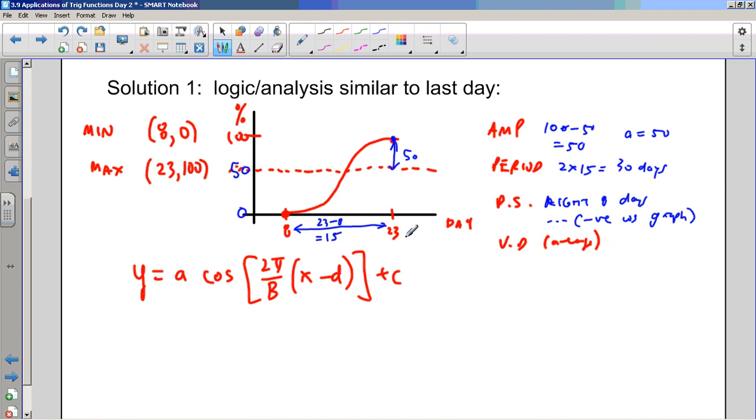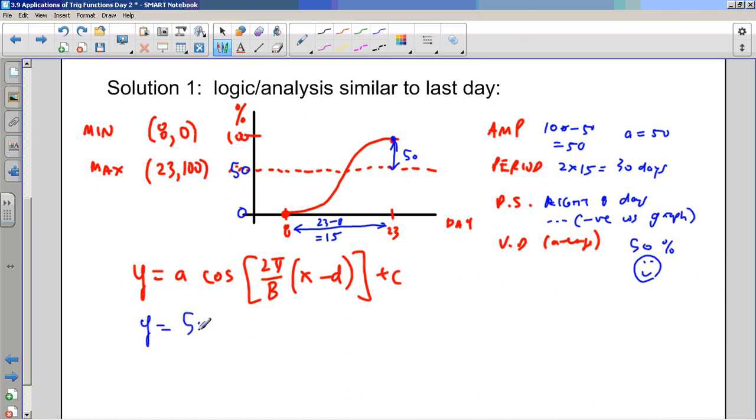Then, vertical displacement. The average or vertical displacement is 50%. The average moon illuminated is 50% between 0 and 100. That actually makes sense in this context, so that should be pretty good. I'm actually just going to put 50 instead of using decimal 0.5 for 50%. It doesn't really matter for this model.